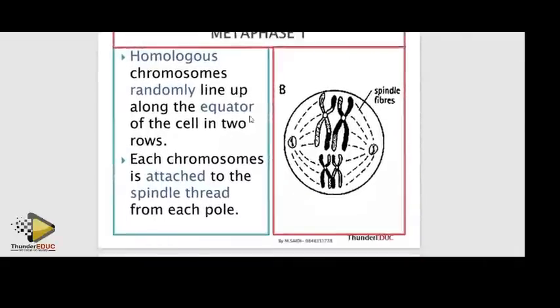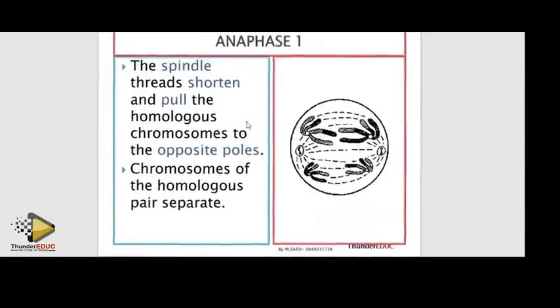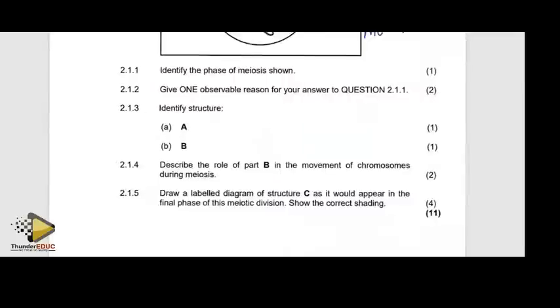metaphase. So where do we get this? We get this during anaphase. Spindle fibers shorten and pull the homologous chromosomes to opposite poles. That's where we get that answer from. Spindle fibers or threads are the ones which hold these chromosomes. So the book is answering that question very well.